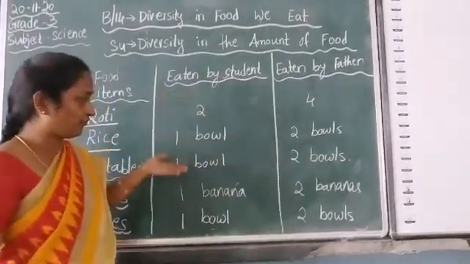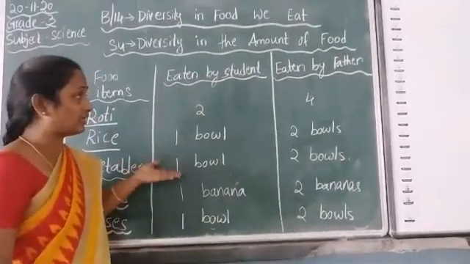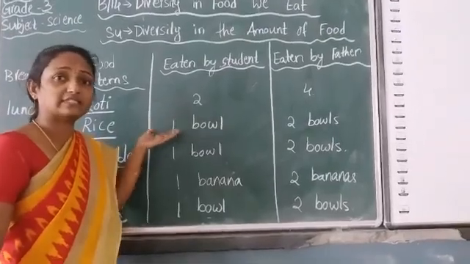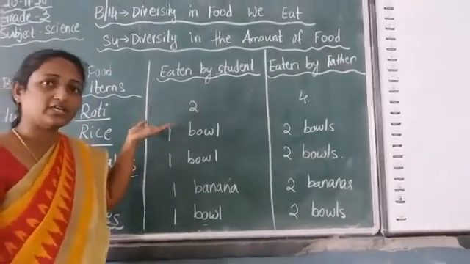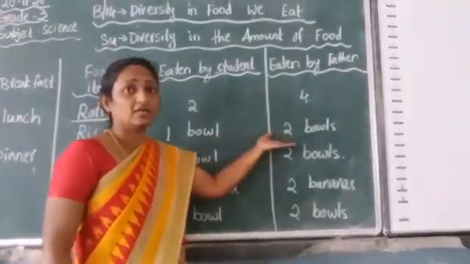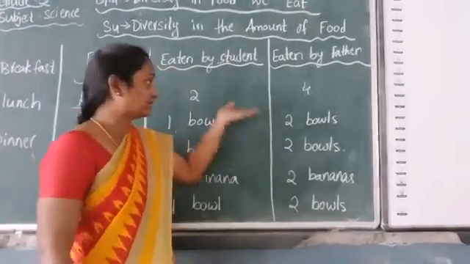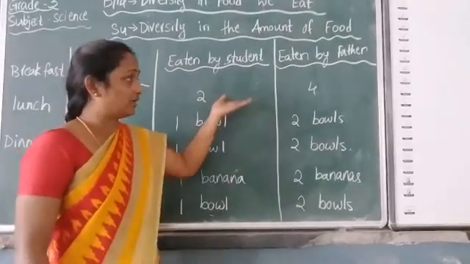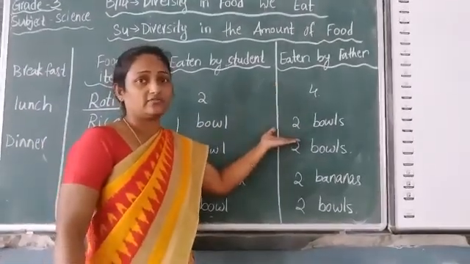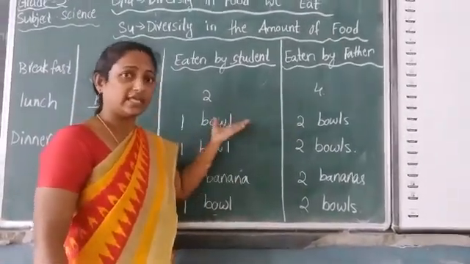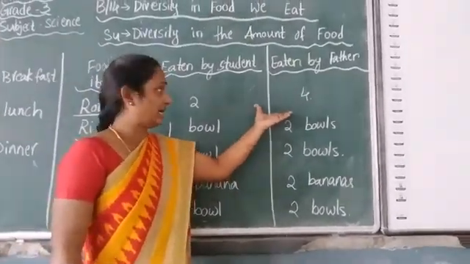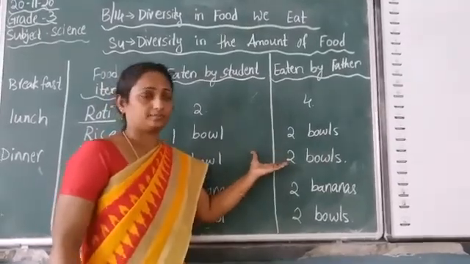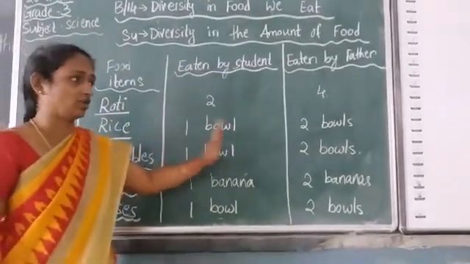So the amount of food is different according to the requirement of his age and the requirement of his body. The child's body is smaller compared to an adult's body, and the child's age is less compared to the father's age. So according to the age and the body's requirement of nutrients, we are giving the food. So this is the amount of food.